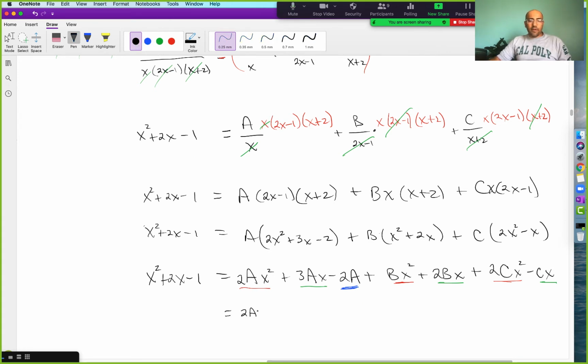I have 2ax squared plus bx squared plus 2cx squared. That's all the terms that have an x squared. Now plus, and I have 3ax plus 2bx minus cx, and then finally a minus 2a. Okay, and all of that is equal to the left-hand side, x minus 1.